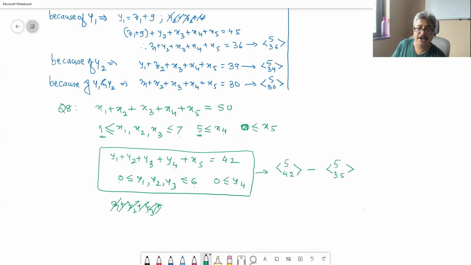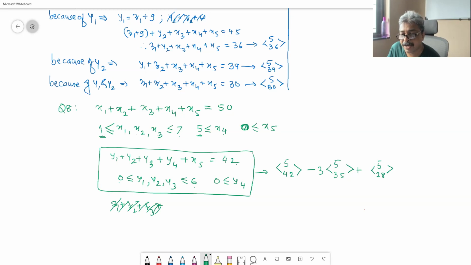Then again for y2 I have to subtract the same. For y3 I have to subtract the same. Therefore I will write it here as 3 times 5 elbow 35. Then 2 at a time. If I take 2 at a time, y1, y2, then I have to subtract 7 into 2, that is 14, from 42. So 42 minus 14 makes it 28. So 5 elbow 28 will go for y1, y2, for y1, y3, and for y2, y3.